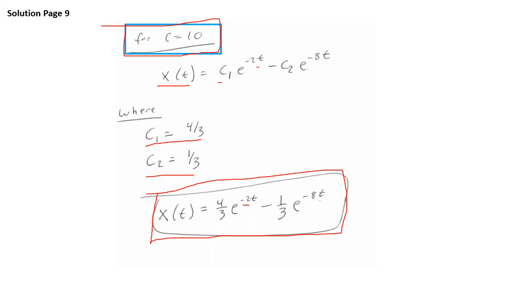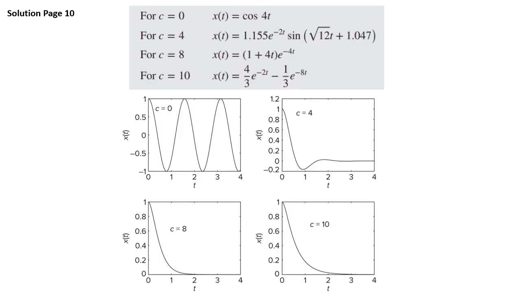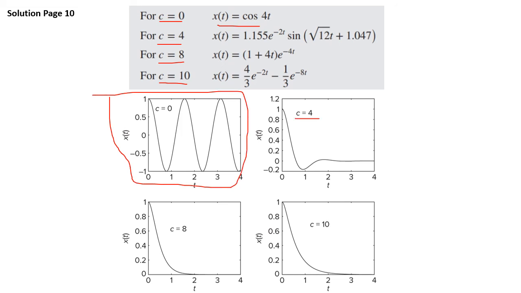So that is for all four cases. Now we have a solution for c equal to 0, 4, 8, and 10. For c equal to 0, we have an expression. For c equal to 4, we have our solution. For c equal to 8, we have our solution. And for c equal to 10, we have our solution there. Now we can go through and graph these all in MATLAB, for c equal to 0, c equal to 4, c equal to 8, and c equal to 10. We could graph all of these different solutions.